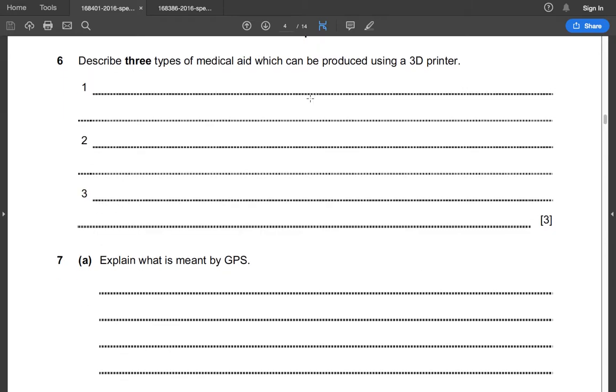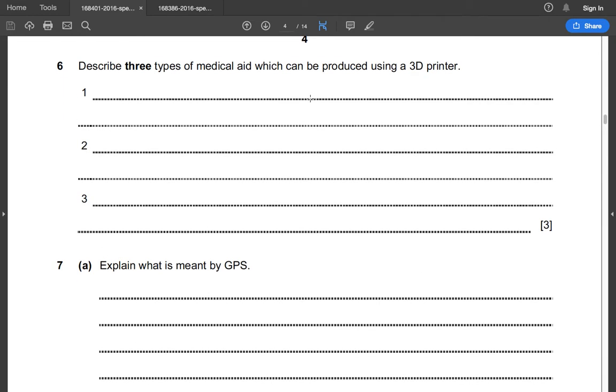Okay. So describe three types of medical aid which can be produced by a 3D printer. That will be a set of fake teeth, not fake teeth, because it's dentures. And number one would be dentures, and of course number two would be ear, what's that? Hearing aids. Yes. And number three would of course be, what's that thing again?